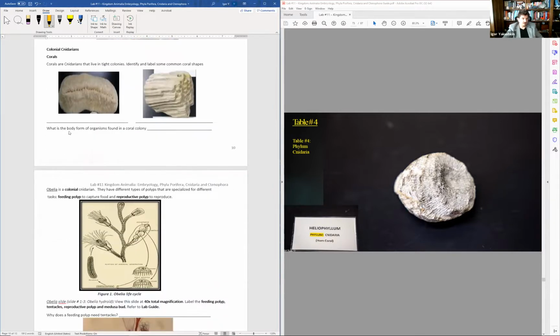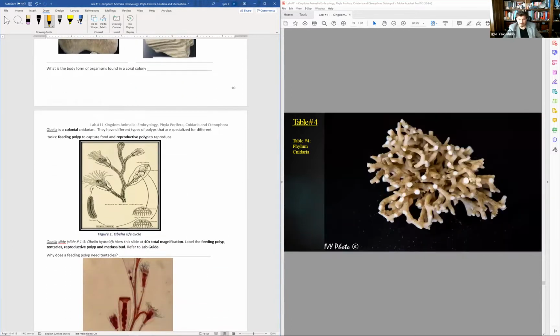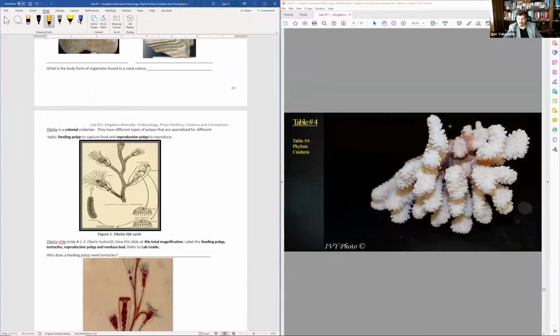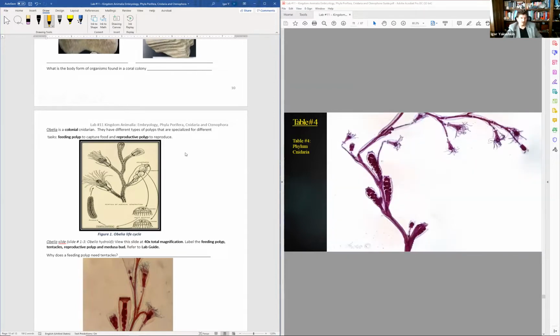So what is the body form of the organism? That's a polyp. Now here we have some more corals. This is the coral I brought. That's called the brain coral because I guess it looks like a brain. So a typical coral, yeah, honeycomb. Yeah, see right there. Looks like a tiny little bit of horn, so horn corals. Now we're looking at the Obelia.